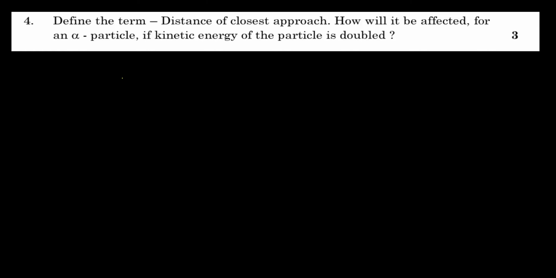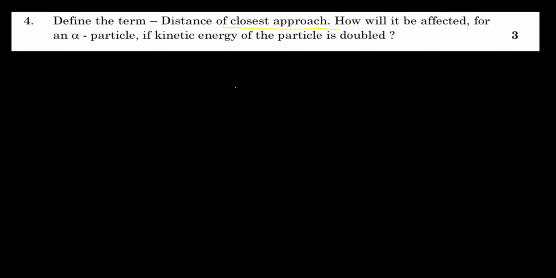Rutherford took a very thin gold foil and bombarded it with alpha particles, and on the pattern the alpha particles follow after passing through this gold foil, he gave some inferences about the structure of the atom. So this term, distance of closest approach, is related to that experiment only. So we will see what the distance of closest approach is.